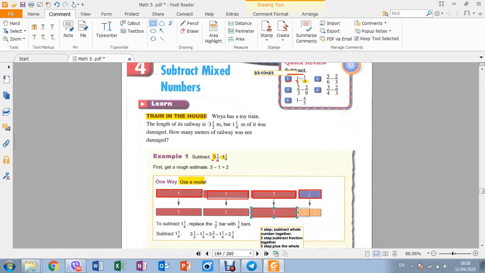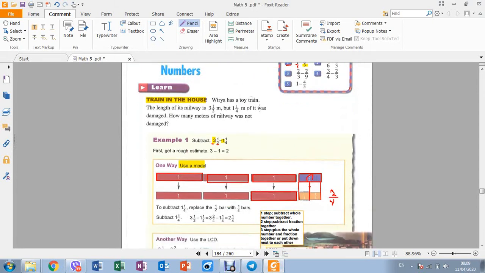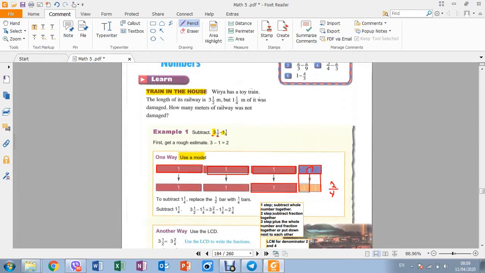Look at this 1/4. When I line it up, 1/2 equals 2/4, because 1/4 plus 1/4 equals 2/4. So instead of 1/2, I use 2/4. The first step, you need to subtract these whole numbers.